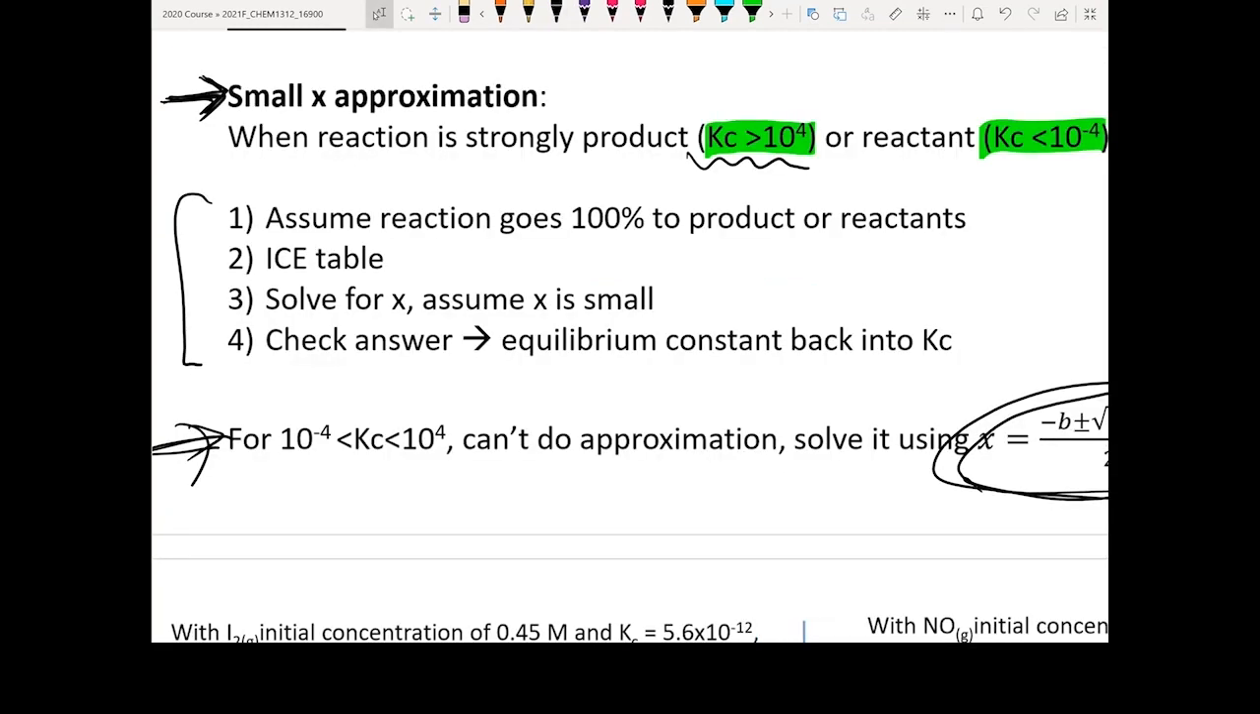So step number 1 is to make sure whether you can use small x approximation. And the way you make the judgment is by looking at the equilibrium constant provided inside the question. If it is larger than 10 to the 4th or smaller than 10 to the negative 4th, then the answer will be yes. If it is larger than 10 to the 4th, then you know everything will be converted into the product first. Then the small x approximation is actually you're going back to your reactant. But if your Kc is less than 10 to the negative 4th, then you can just simply apply the small x approximation. Step number 2 is to create this so-called ice table.